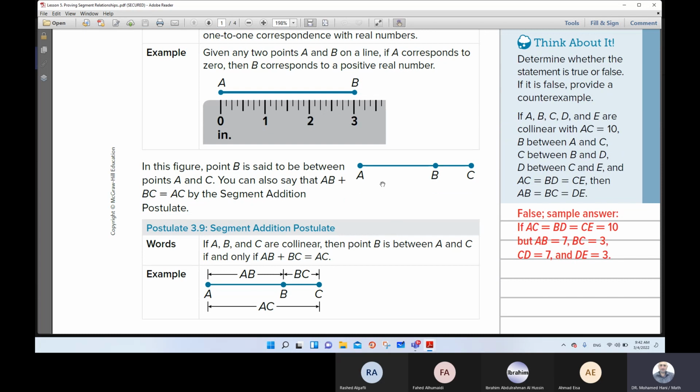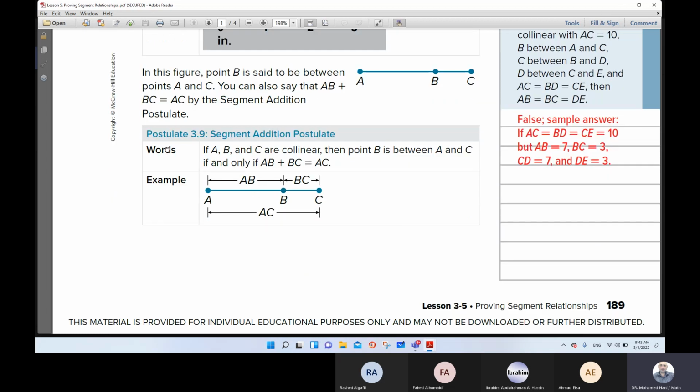As you see, if we have the segment AC and we have point B between A and C, we can write AB, the part AB from the segment, plus the second part BC equals AC. So this is postulate 3.9, the segment addition postulate.